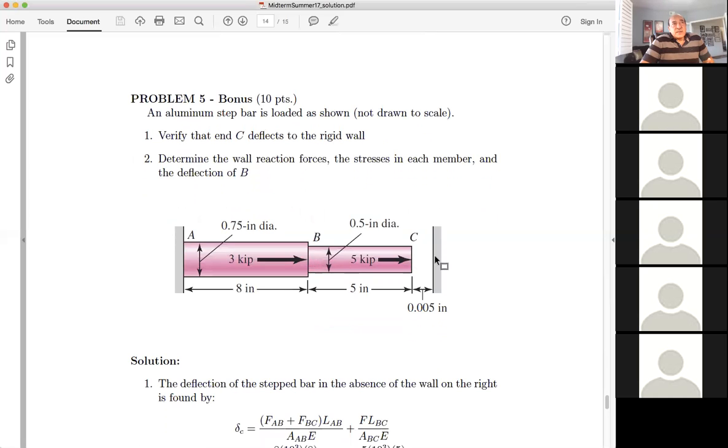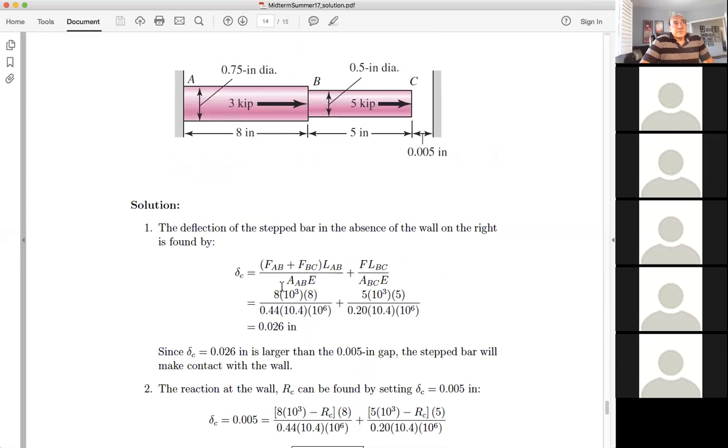Now, the second part of the problem is the wall is going to push back, and when it pushes back, it will modify the forces here, and also it's going to produce stresses. So there'll be a stress here and a stress here, and we want to find the stresses in there. So in this case, the 5 is going to have a reaction against it. So the force in BC will be 5 minus that reaction, and the force in AB will be 8 minus this reaction. And then you resolve the problem to determine the reaction. Now you know the total displacement is exactly 5 mils.